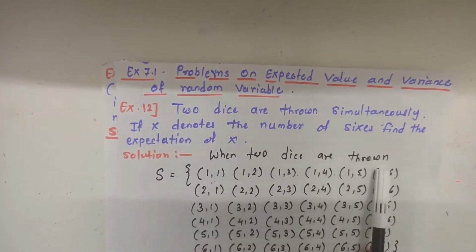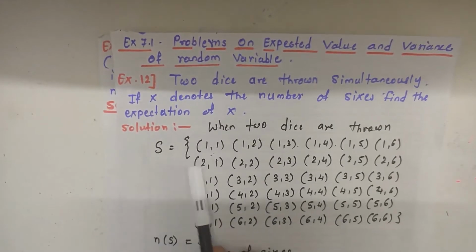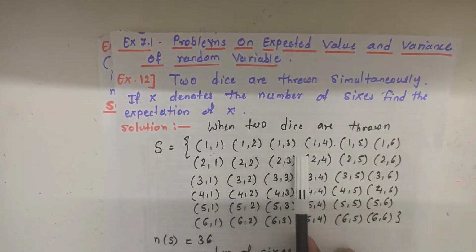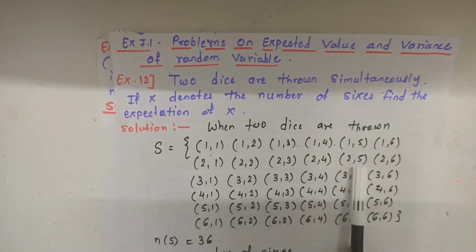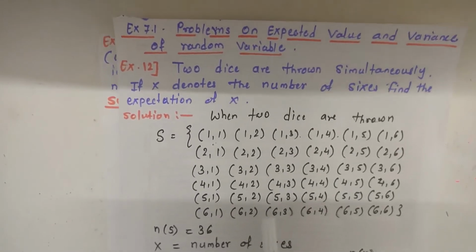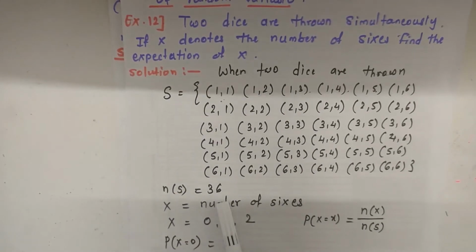When two dice are thrown, the sample space S is equal to (1,1), (1,2), (1,3), (1,4), (1,5), (1,6), (2,1), (2,2), (2,3), (2,4), (2,5), (2,6), up to (6,6). So the total number of sample points n of S is equal to 36.